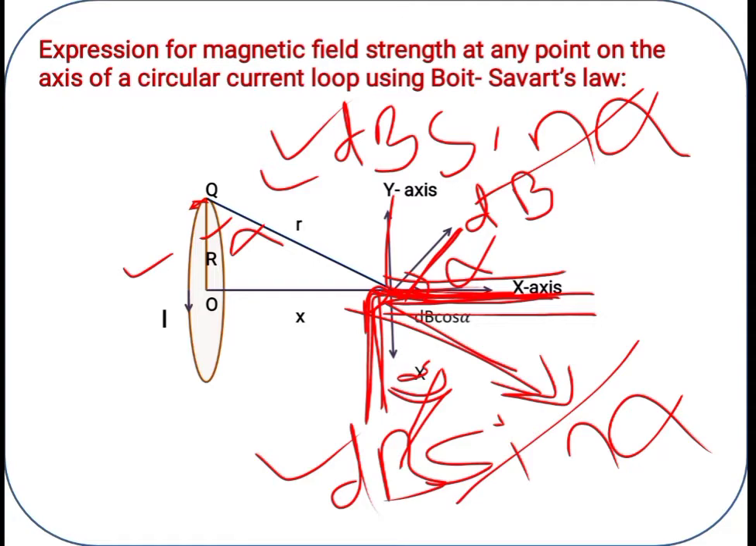Both are dB cos alpha only, and both these two components are in the same direction. Okay, so these two cancel. We have the scope to add these two: dB cos alpha in this pattern, dB cos alpha in this pattern. I hope you understood this diagram.